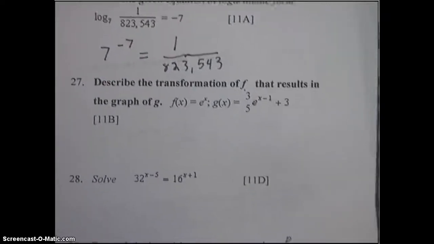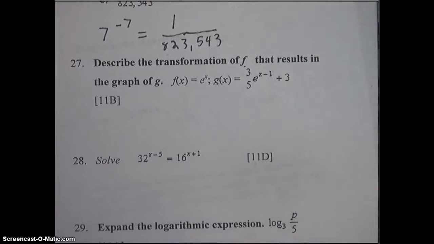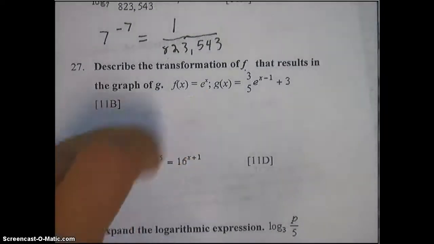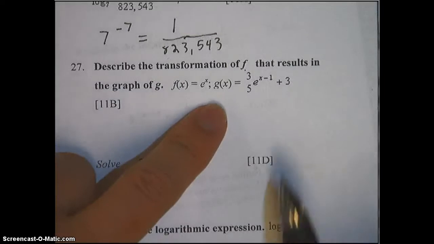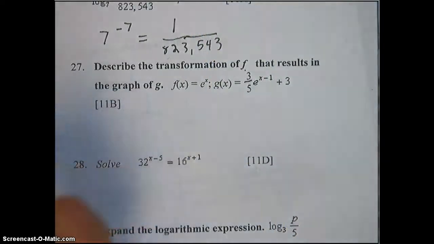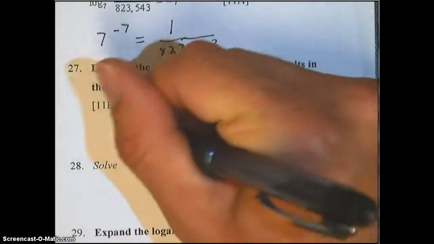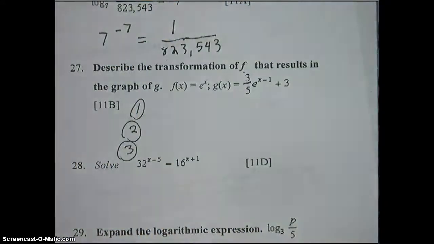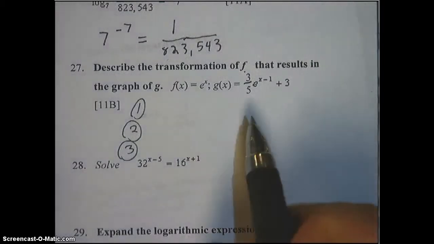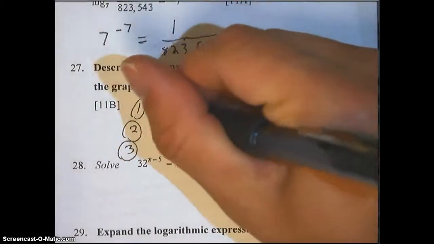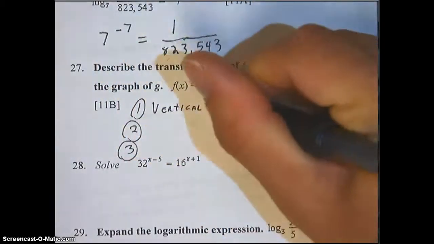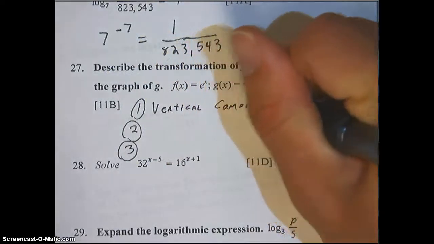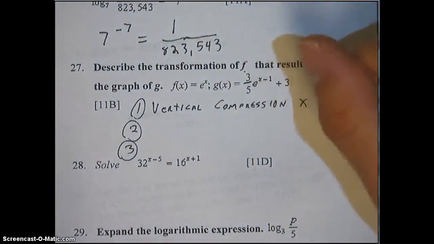27. Describe the transformation of f that results in the graph of g. So we've got f of x equals e to the power of x. We've got g of x is 3/5 e to the x minus 1 plus 3. So I see 1, 2, 3 transformations there. The first one is the 3/5, and that's a vertical compression by a factor of 3/5.